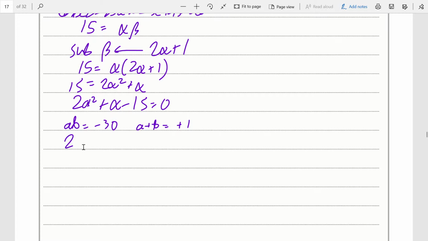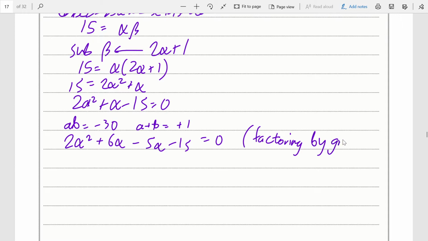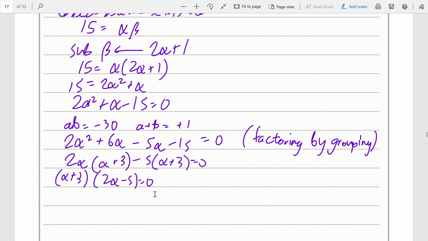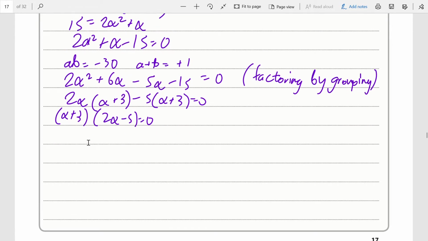So 2 alpha squared plus 6 alpha, we'll put 6 here because it's the one that's divisible by 2, minus 5 alpha minus 15 is equal to 0. And then we'll just write what we're doing, so factoring by grouping. The highest common factor in here is 2 alpha, so 2 alpha times alpha plus 3 minus 5 times alpha plus 3 is 0. And then the highest common factor here is alpha plus 3, so alpha plus 3 times 2 alpha minus 5 is equal to 0. And now we have our easy to solve quadratic with these two terms here.